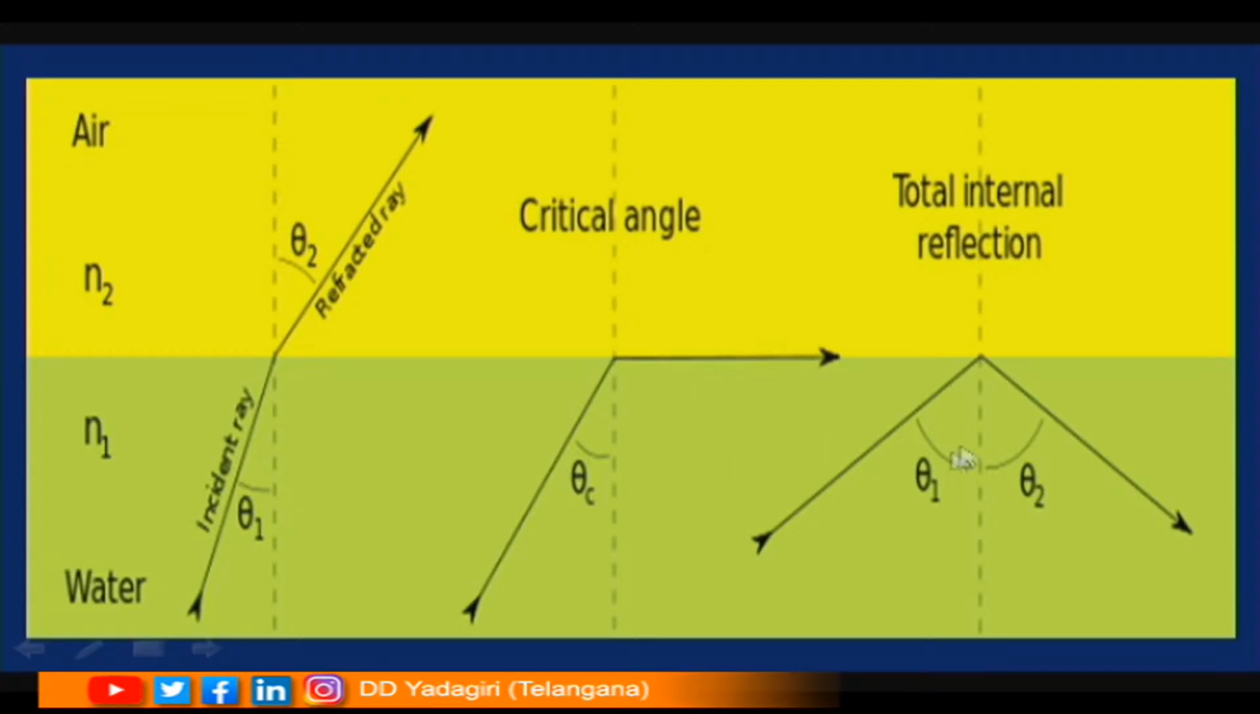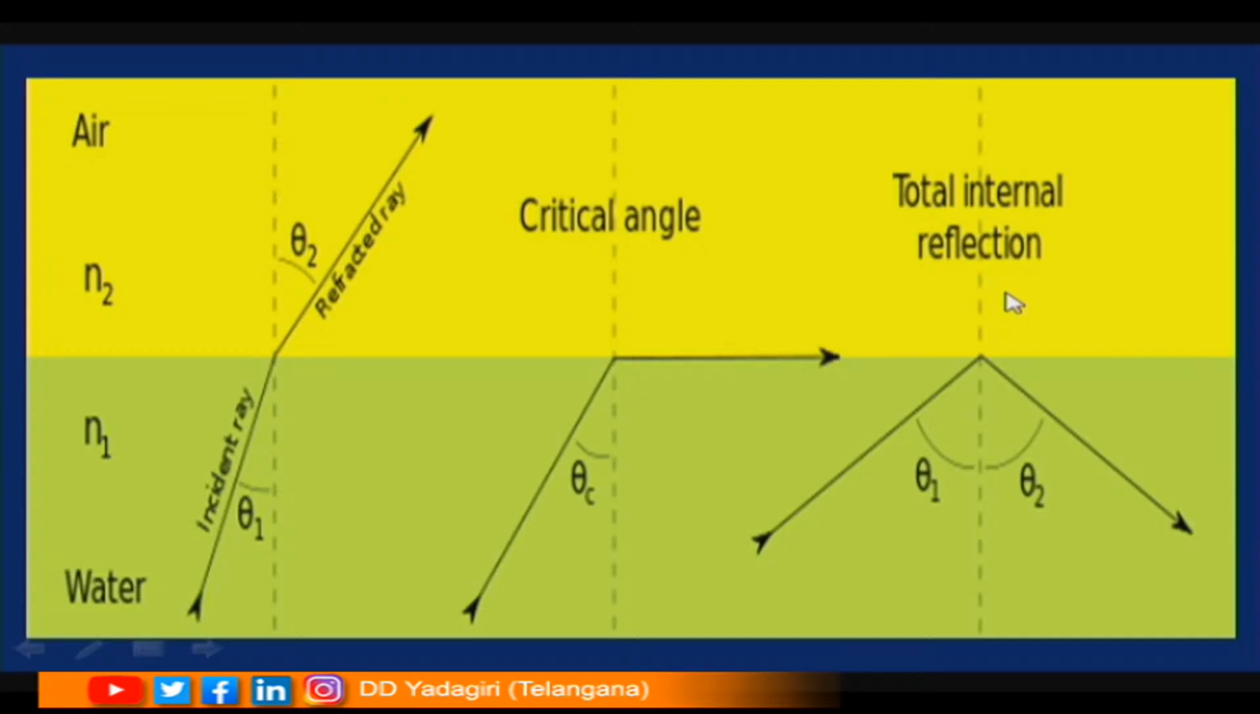Suppose we go on increasing the angle beyond theta c, what should we observe? The incident ray and the reflected ray will be in the same medium. Instead of refraction, the light again comes back into the same medium. This phenomenon of reflection of the light again into the denser medium is called total internal reflection.